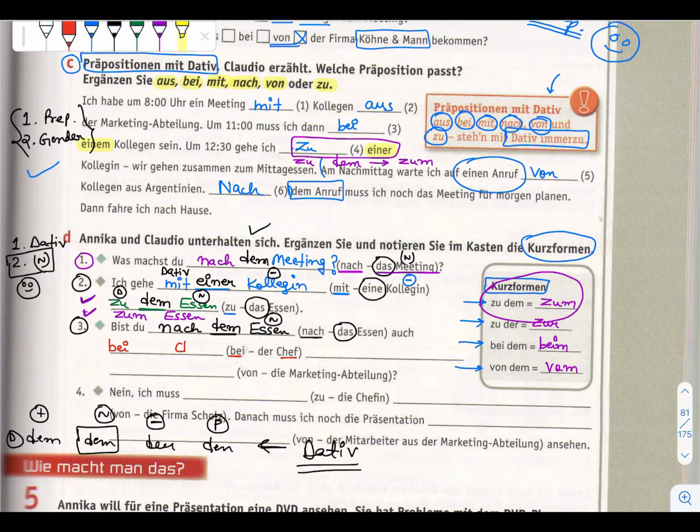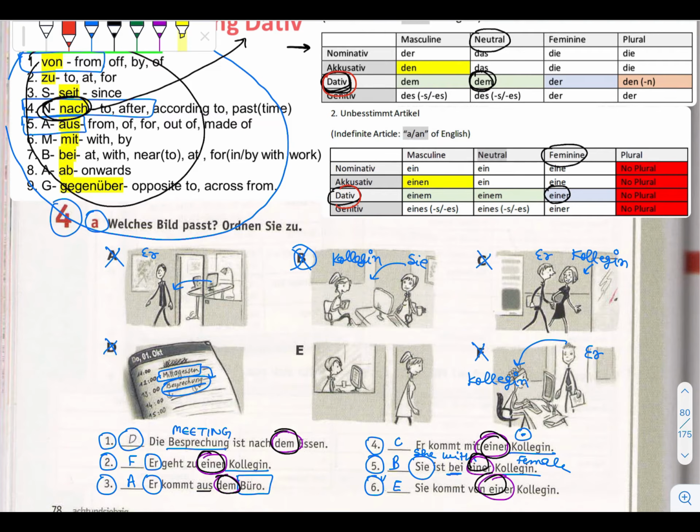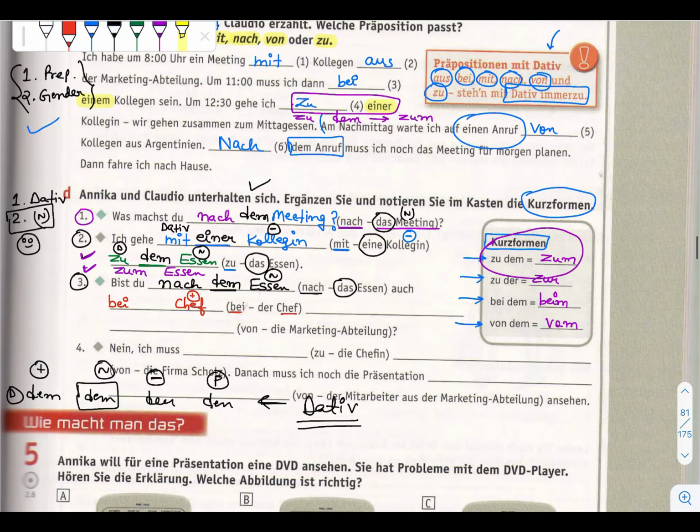Auch bei, and here it is given Chef, and Chef is what? It means boss, it can never be neutral or feminine or plural, so it will be masculine. So dative of masculine, what is dative of masculine? It's easy. Dative of masculine, dem. So here we will write dem. Yes, for number three. Again, it is also correct, and we can also write this form: beim Chef. This is also correct.